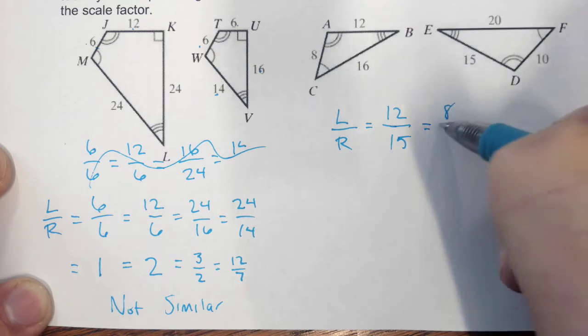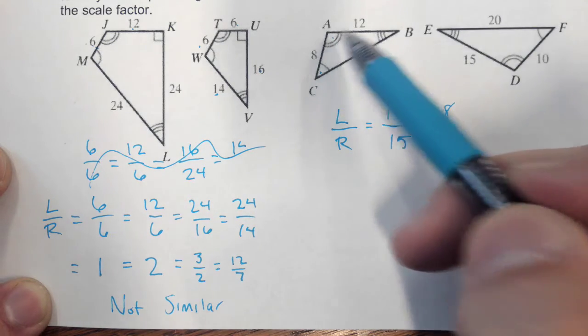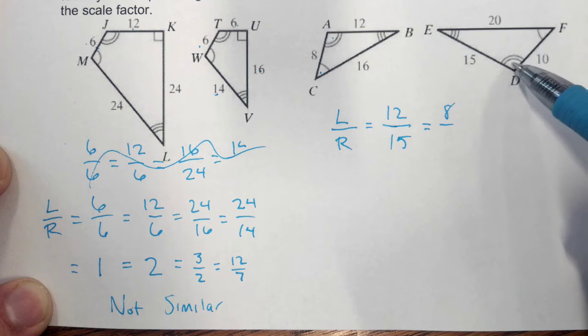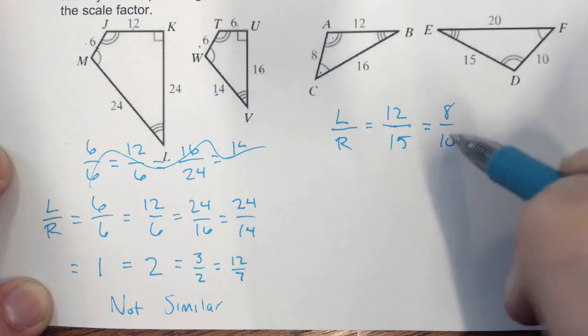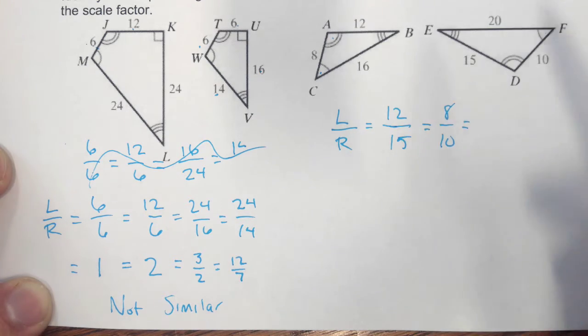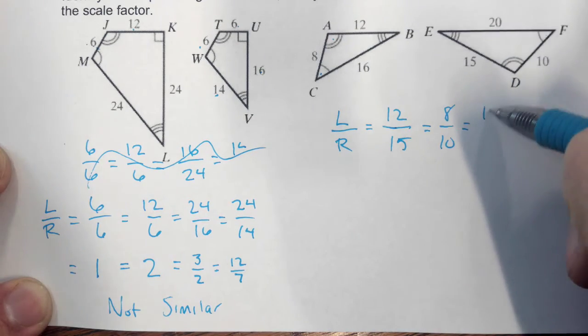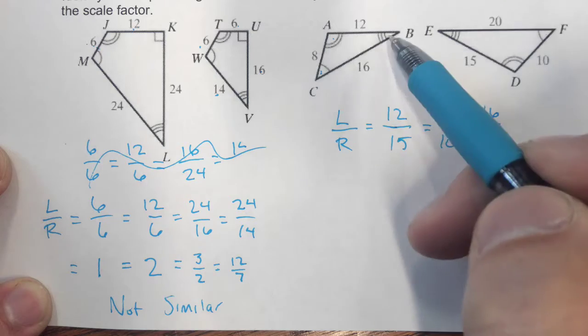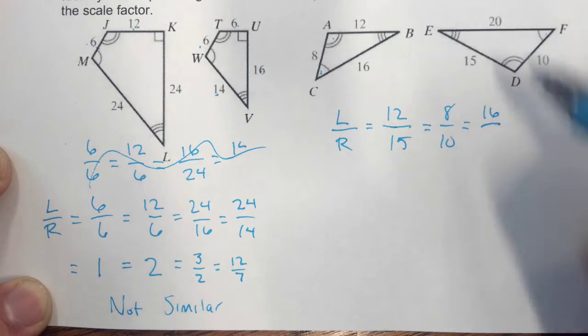8, I'll do that one next. 8 is in between 1 and 2. So over here, 1 and 2 is 10. And then the last one is 16. 16 is between 1 and 3. Between 1 and 3 is 20.